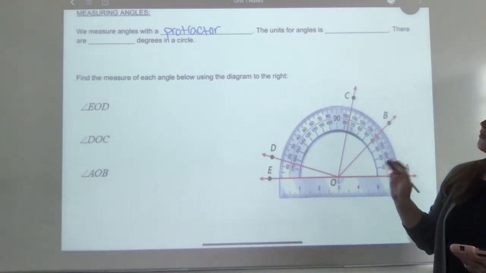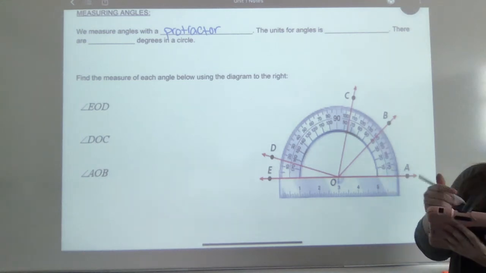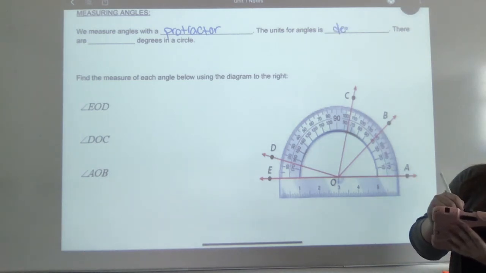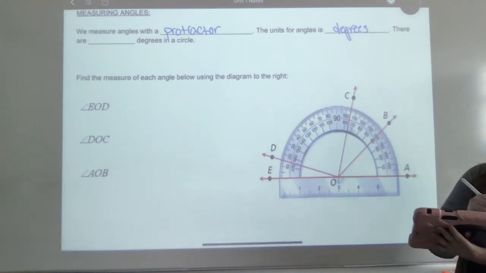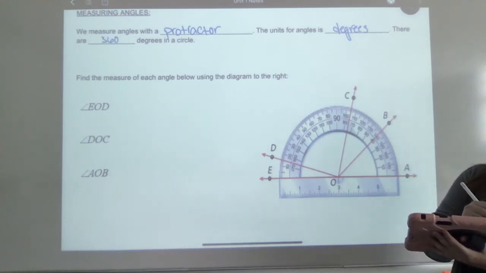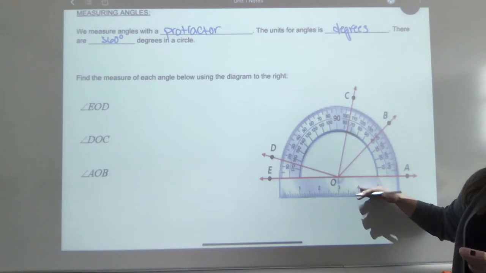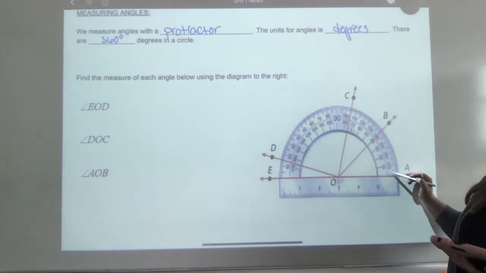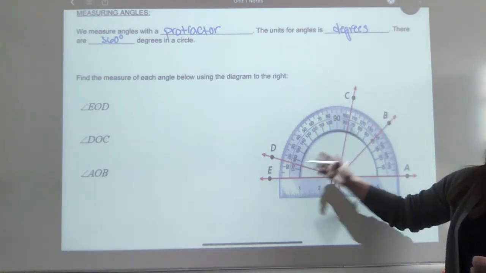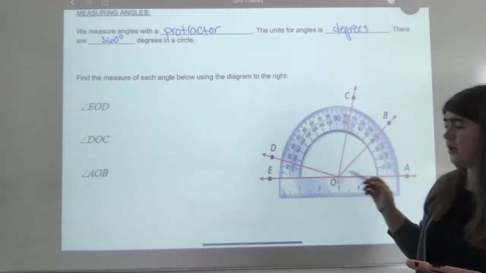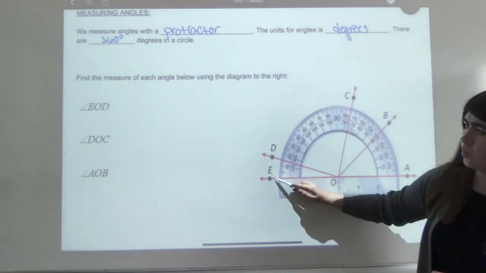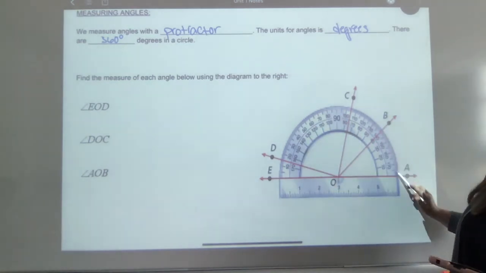Alright, the units for angles is degrees. And there are 360 degrees in a circle, and a protractor is half of a circle. So this has half the amount of degrees, so there are 180 degrees from one side to the other.